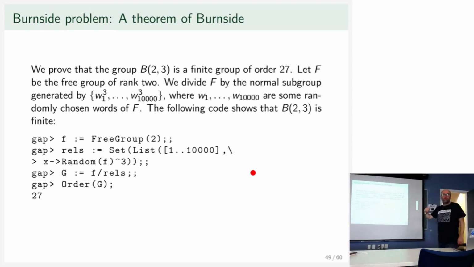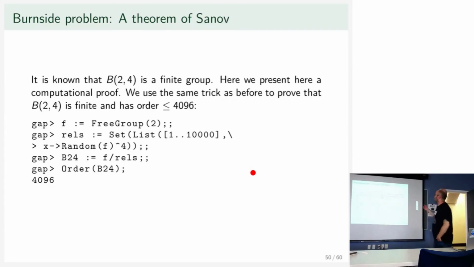You need to go one more step further back. Similar thing. This was a theorem of, I think, Sanov. This one is also finite. And what we are doing here is to prove that this is a finite group of order at most x. Same trick. I created this randomly chosen set of words, and then I divide my free group by this set of relations, and that's it. Amazing, right? Because this is really hard to do. This is not easy.